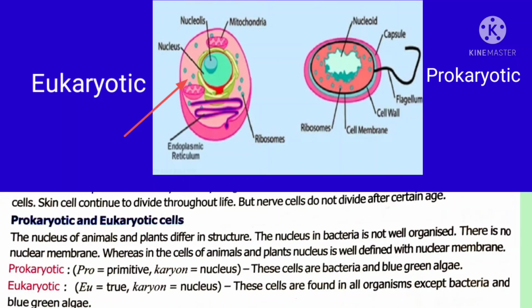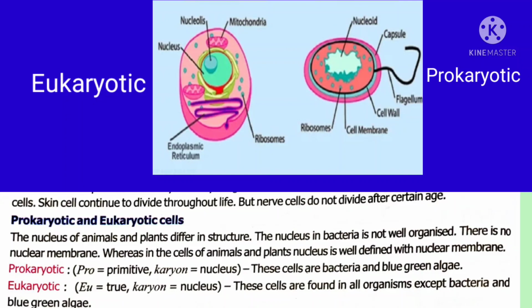Pro means primitive, karyon means nucleus. So prokaryotic means primitive nucleus, that means not well organized nucleus. These cells are bacteria and blue-green algae. These do not have a well developed nucleus. Eukaryotes are plants, animals, human beings, etc.